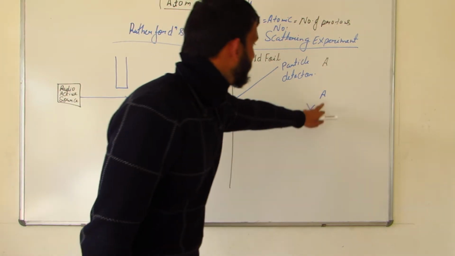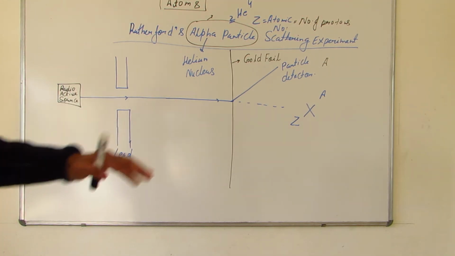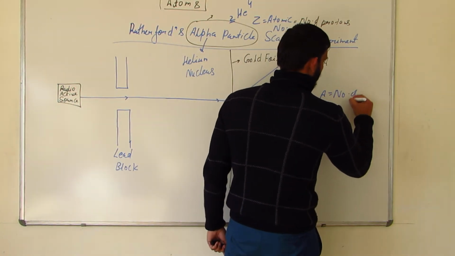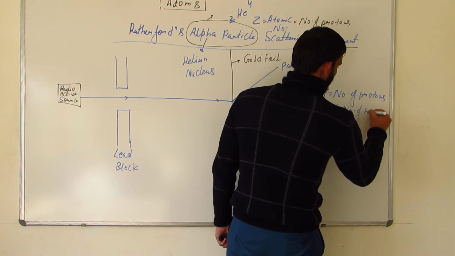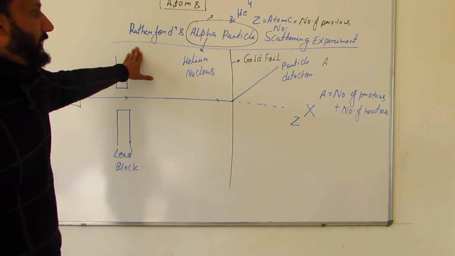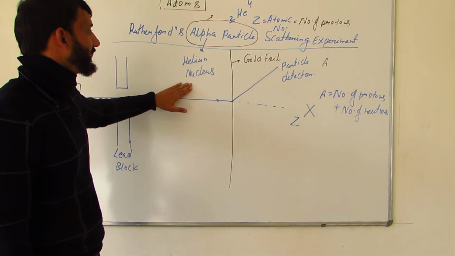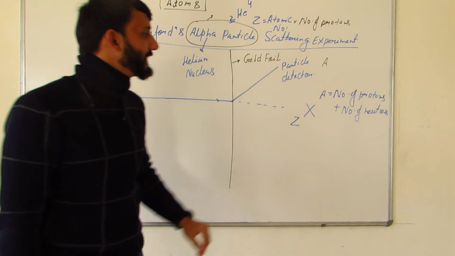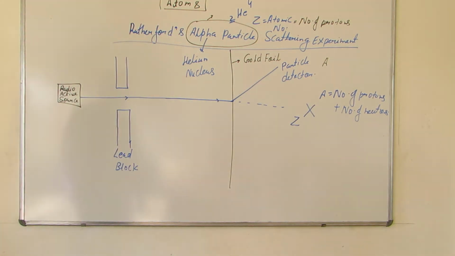And then you have this A, which is the mass number. So mass number is equal to the number of protons plus the number of neutrons. So A is equal to number of protons plus number of neutrons. Right? So this is the first thing we have to discuss, the Rutherford alpha particle scattering experiment. Alpha particle means helium nucleus, 2He4. This is Z, the atomic number, the number of protons. A is the number of protons plus number of neutrons.